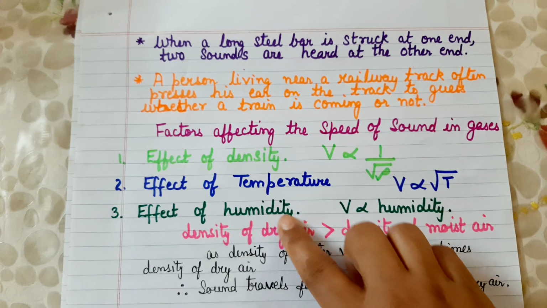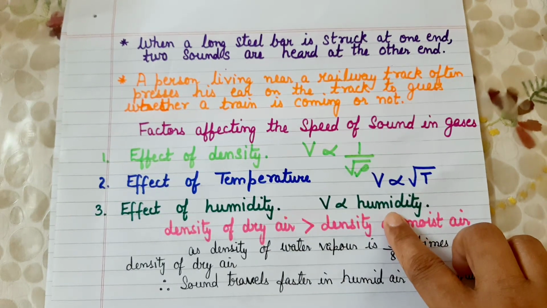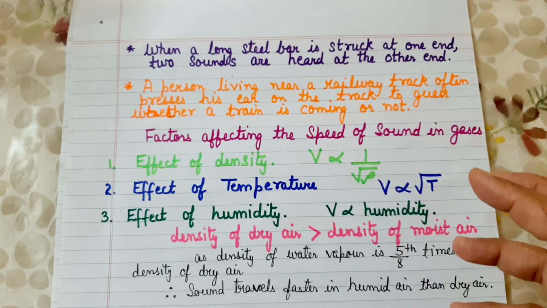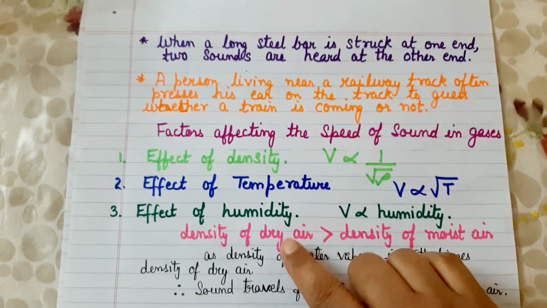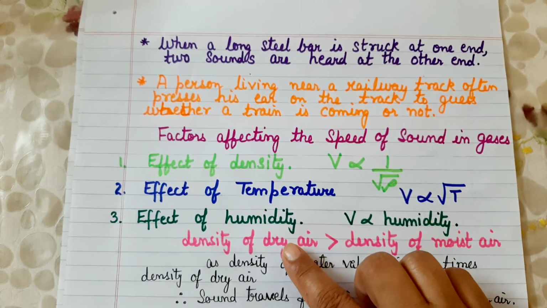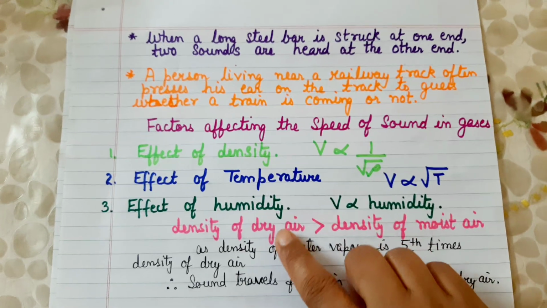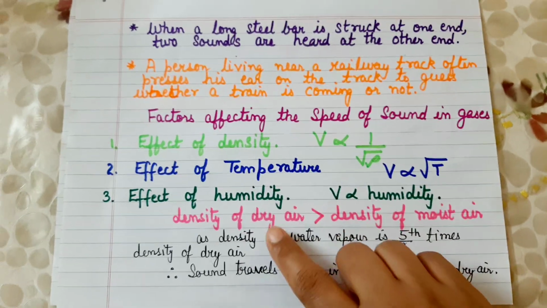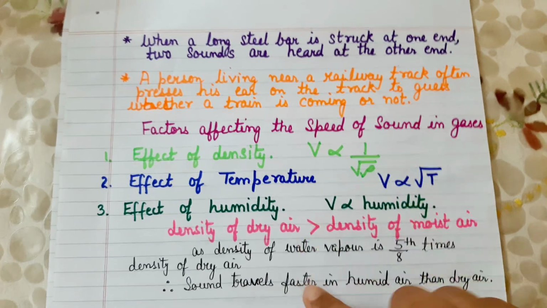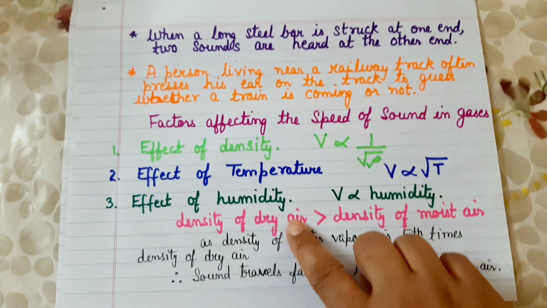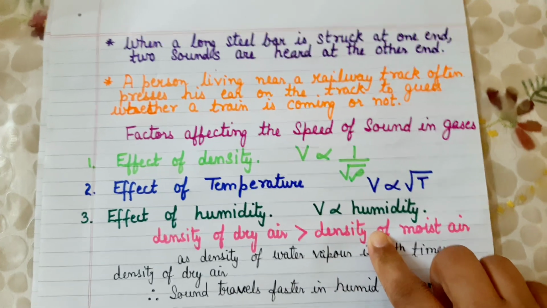Then humidity. Speed of sound is directly proportional to humidity. Now there is a very popular question which is asked, and it's slightly confusing also. Now if you compare dry air and moist air, we all feel that the density of moist air will be greater. No, it's the other way around, children. The density of dry air is greater than the density of moist air.